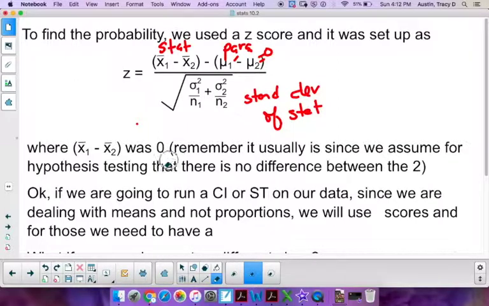Yeah. Okay, that's usually the case, and actually I think this is backwards. It's not supposed to be x1 minus x2 is 0. It should be mu1 minus mu2. We assume the parameter is 0.